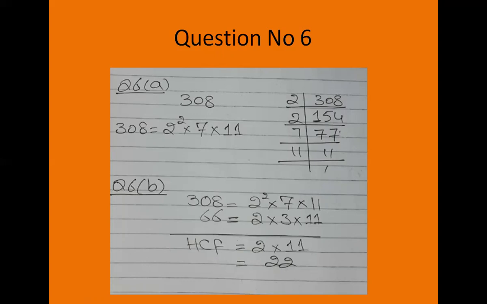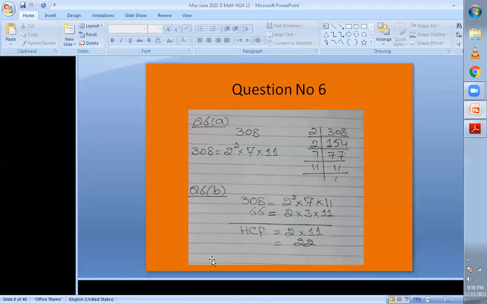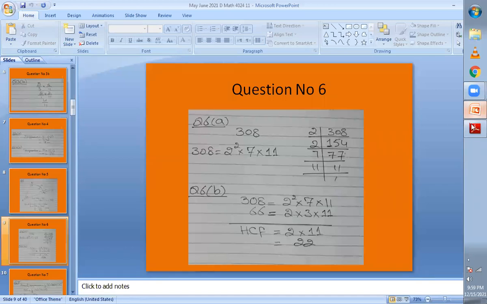So here the 2 is common, so I will write the smaller power of 2, so 2 raised by 1, and 11 is common, and I will also write 11. So 2 into 11, that's 22. So the HCF of these two numbers, the highest common factor, is 22. Okay, so let's go to the next question.